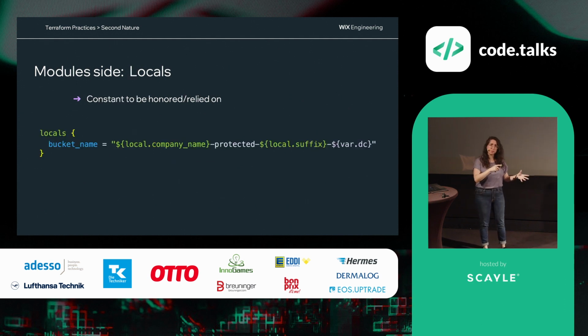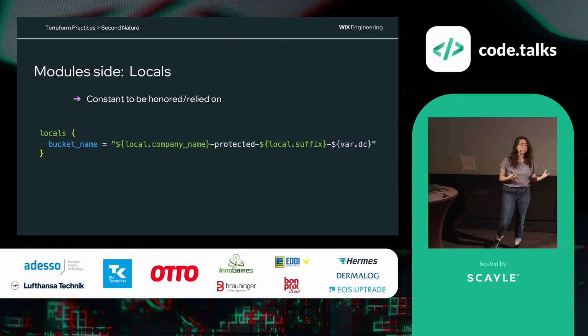On the module side again, locals should be used as a constant to be honored. So for example, if I create an S3 bucket module, and I want everyone that uses this module to have a naming convention for that bucket, I can set it up as locals, and then everyone that uses this module is bound to have this bucket name convention. It's good because we all want to have consistency and naming convention, and that's great.